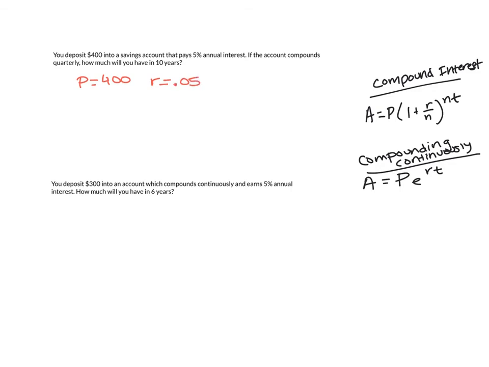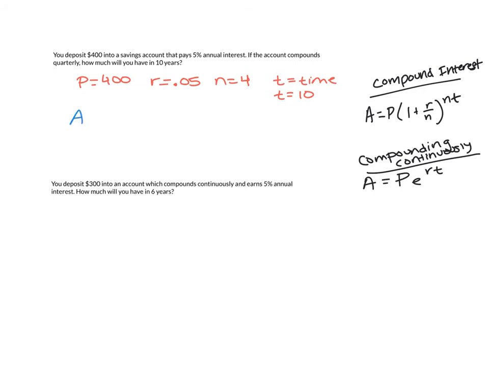So the account is paying 5% interest, which I'm going to write as 0.05. And then the N is how many times it's compounding per year. So in a year, if it's compounding every quarter, that means it's compounding 4 times in that year. And then the T is always time. How much time are we going to give it? So in this example, that is 10 years.